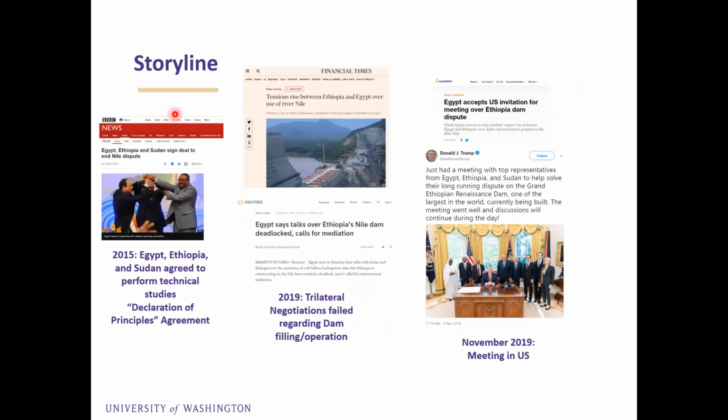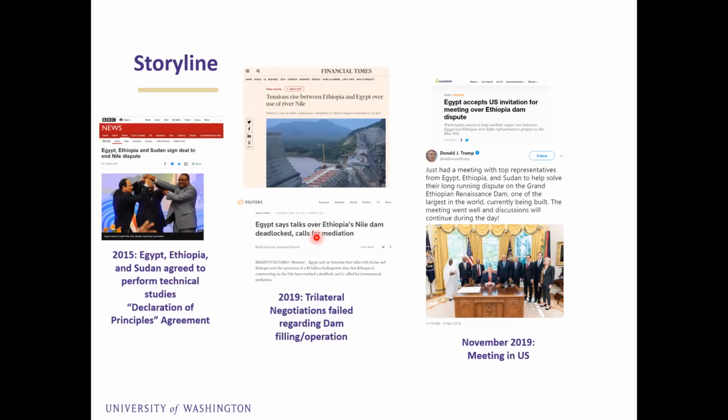And just again, the storyline keeps going. If we were following the news, in 2015 they agreed to this declaration of principles. And then in 2019, by the end of last year, the three countries said that the negotiations failed and they were not able to reach an agreement on how the dam would be filled or operated in the future.